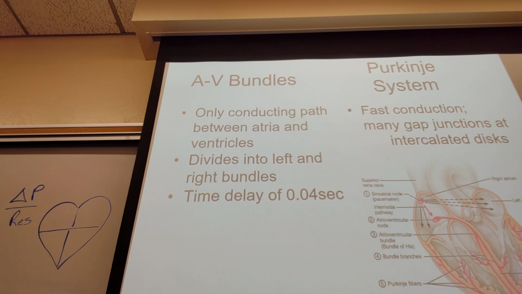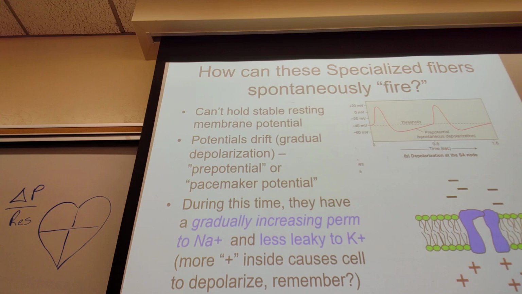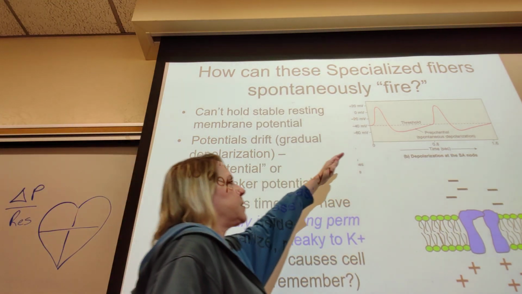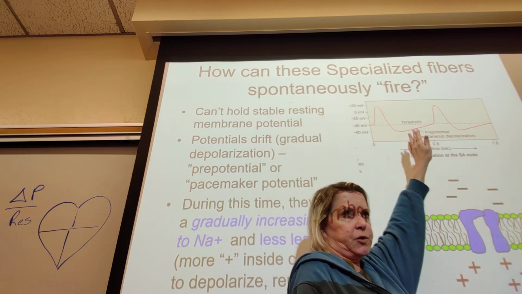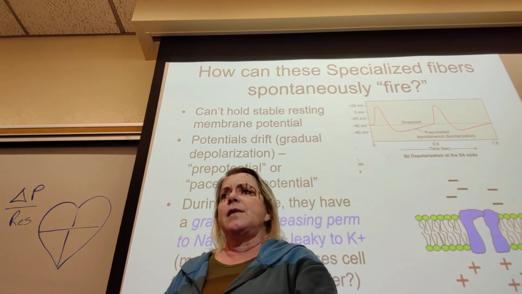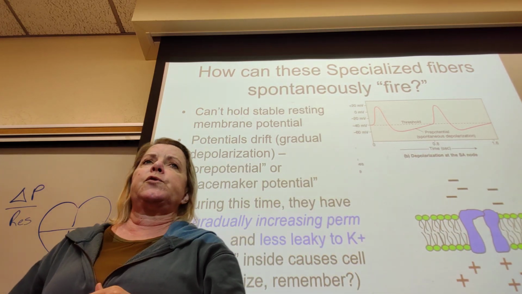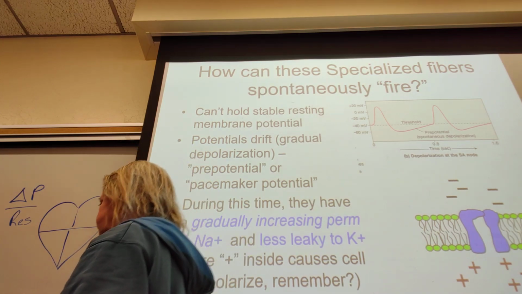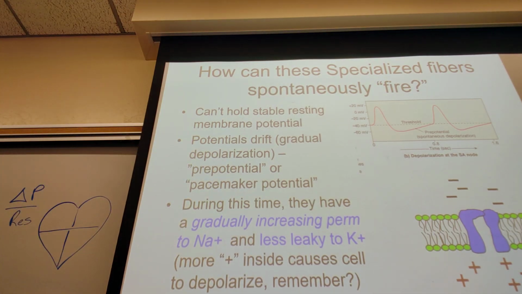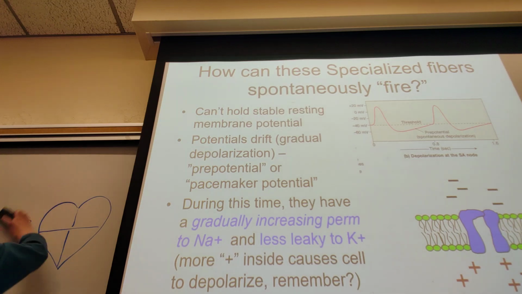Purkinje system, a lot of intercalated discs, and they are larger fibers. So we pick up conduction speed, velocity. So how can specialized cells spike an action potential on their own? And there are a couple things that I want to draw your attention to. And because I know that it's on the board, I can draw it here.